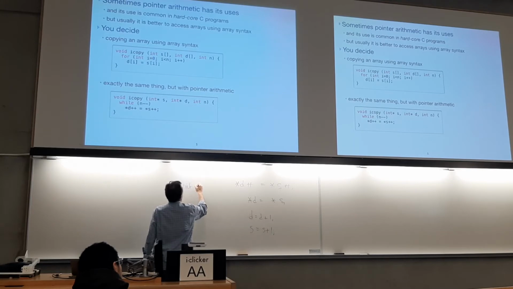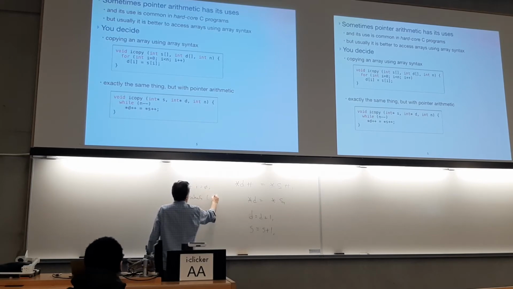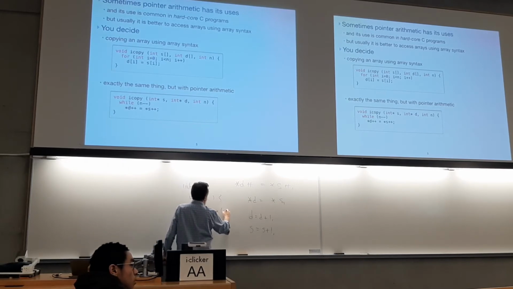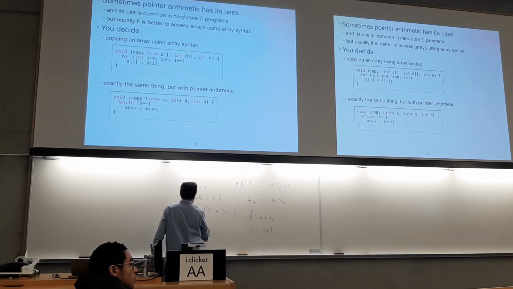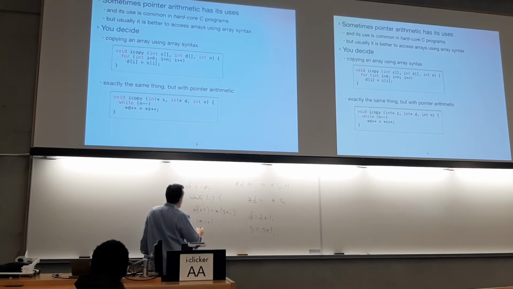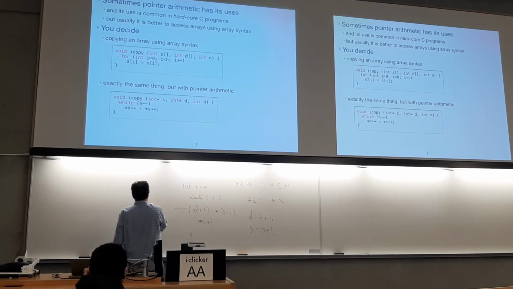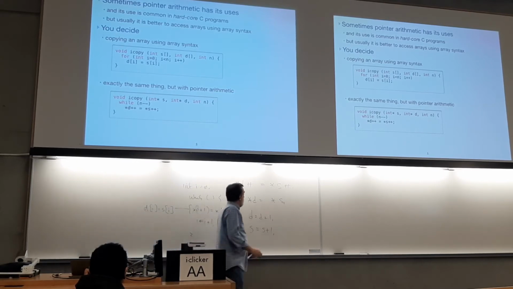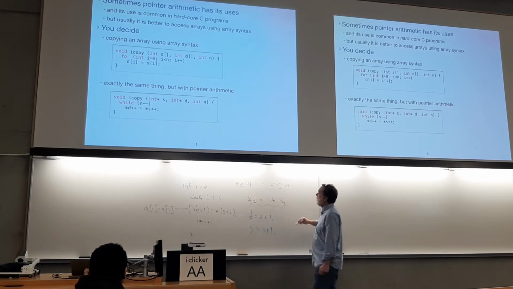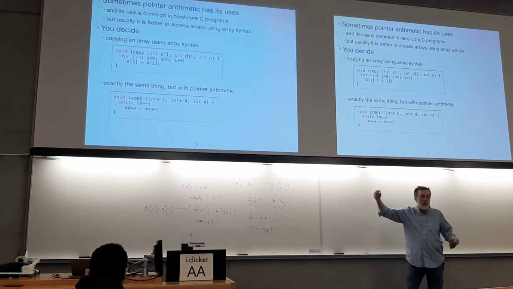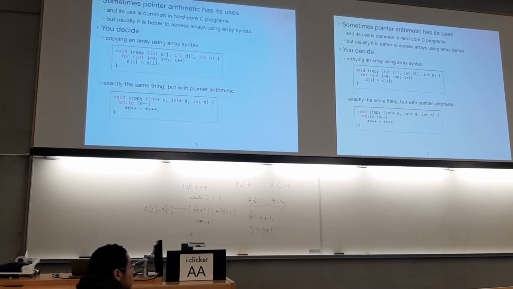this int I equals 0, and then in the while loop, I say D plus I equals S plus I, and then I equals I plus 1, which of course is the same as this. So this is what's listed there. What it really means is what's in the code above.